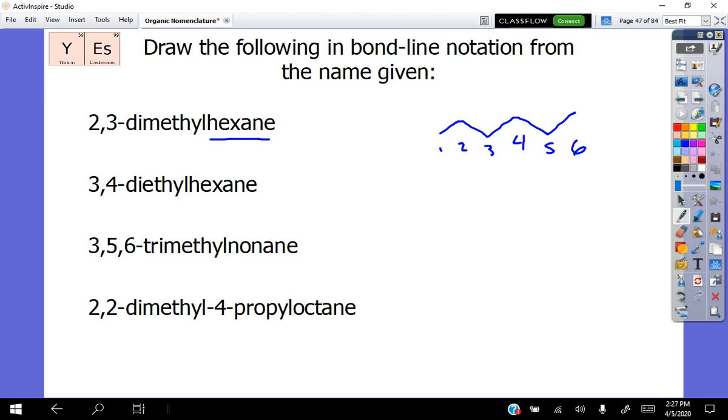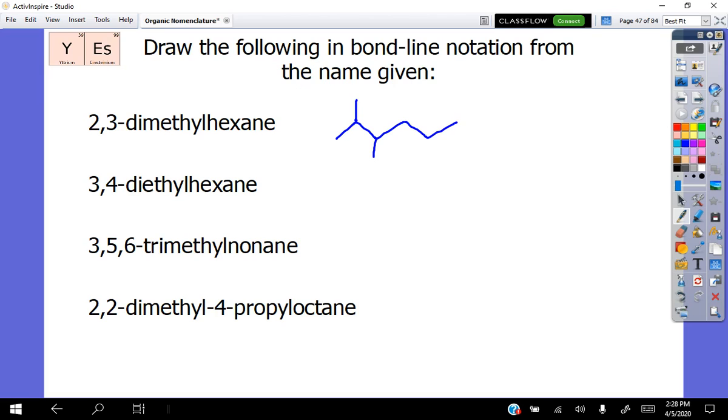And then it says dimethyl. So methyl is 1 carbon, and I've got one sticking off the 2nd position, and I also have one sticking off of the 3rd position. So if I were to clean that up, this would be the bond line notation for 2,3-dimethylhexane.